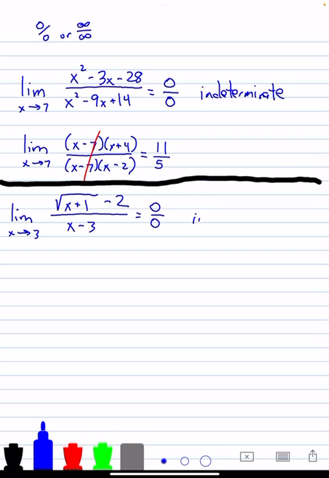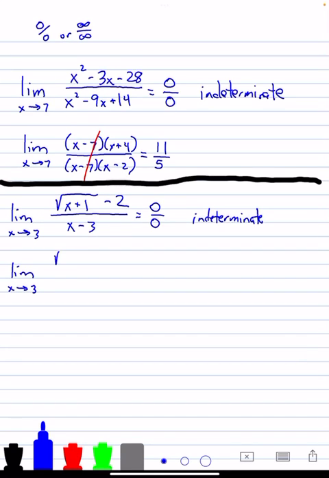So once again, this is indeterminate form, which simply means at this point, we cannot solve it. But like I always say, indeterminate form is not a solution. It's a condition. It tells us to keep moving forward. Now, this problem is a little different, so we can't just factor it. But what we can do is rationalize the numerator. So let's do that here.